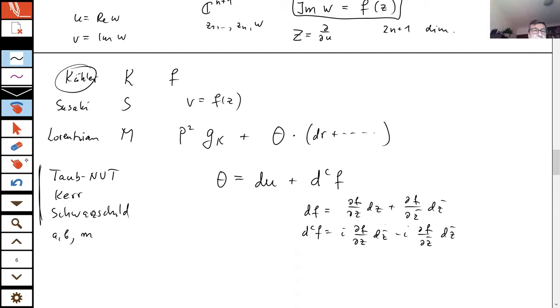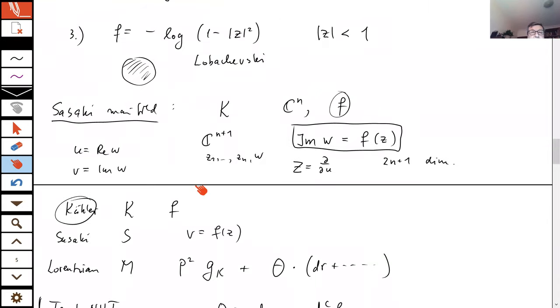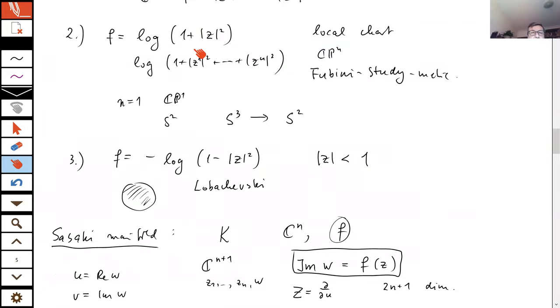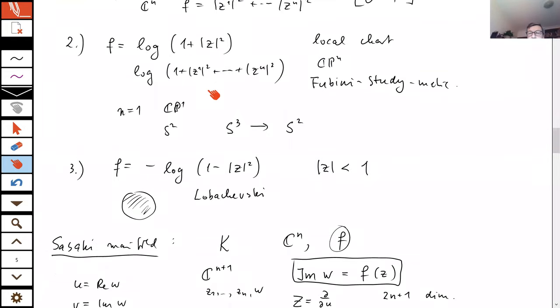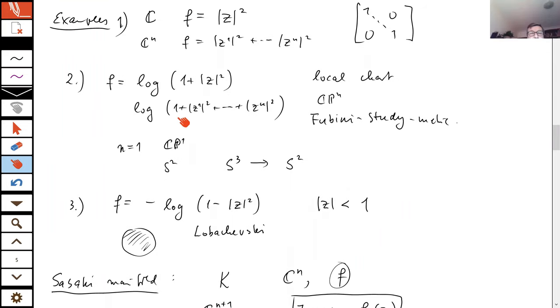But by the way, Taub-NUT is related to this, well, to this metric, I think. Yeah. Masoud, can you confirm? Is this metric? Yes. Yeah. Taub-NUT is related to this metric.